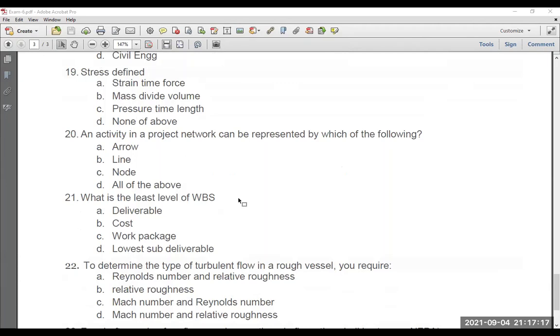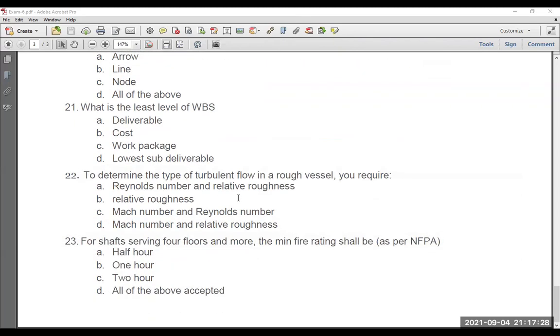20. All of them. All of the above. 21. Lowest sub deliverable, work package. Work package. This is a famous question in the exam. WBS is work breakdown structure. Yes, work breakdown structure.